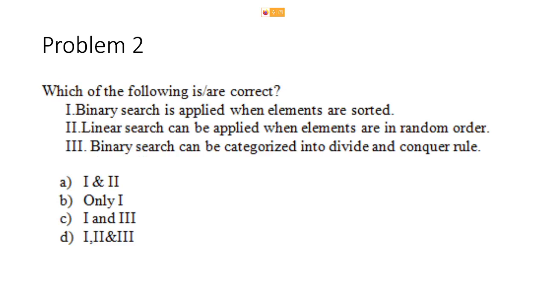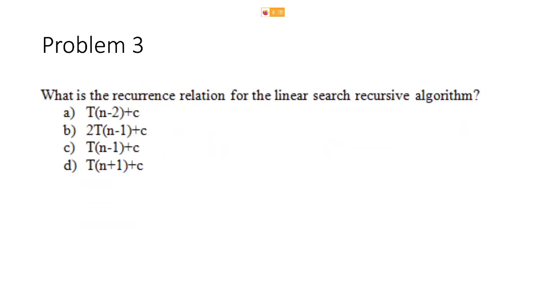Okay. So that's why the answer to this problem is 1, 2, and 3. All of them are correct. Binary search is applied on sorted elements. Linear search can be applied on elements in random order. Binary search is categorized as a divide and conquer algorithm. So now, moving on. What is the recurrence relation for the linear search recursive algorithm?